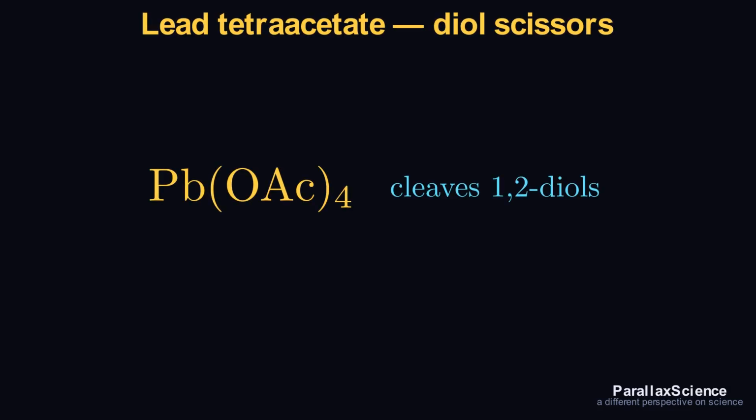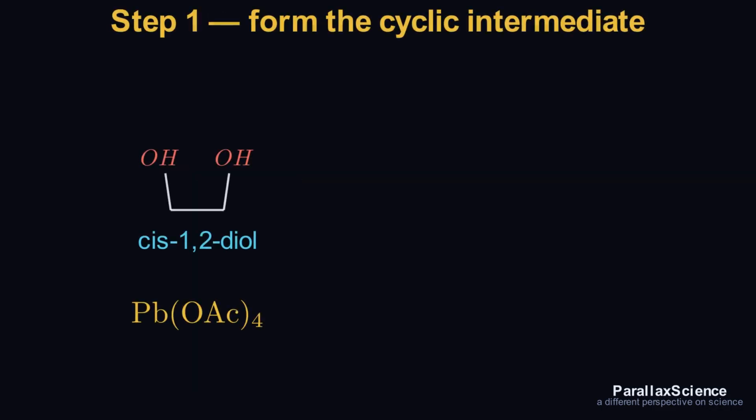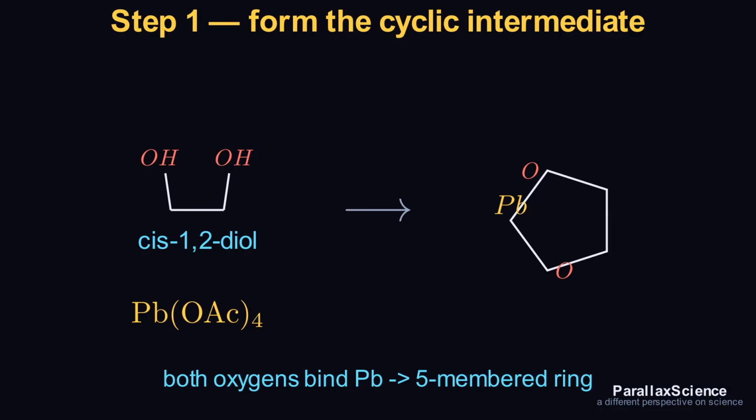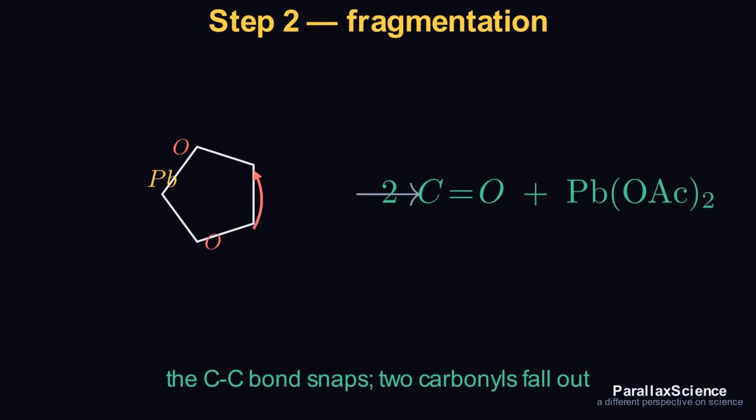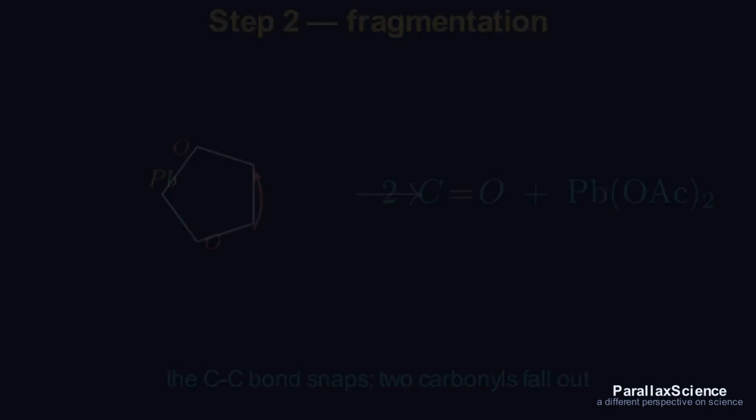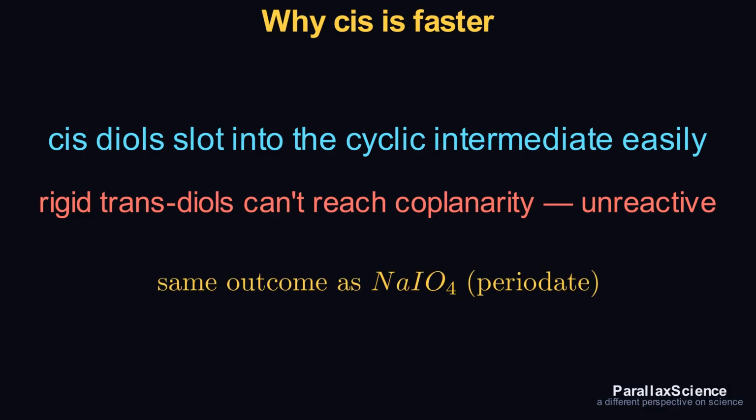Lead tetraacetate. A powerful oxidant with one very specific talent. It cleaves 1,2-diols. Give it a cis-diol, 2 hydroxyl groups on neighboring carbons. Both oxygens bind to the lead, forming a 5-membered cyclic intermediate. That ring then fragments. The carbon-carbon bond between the 2 oxygens snaps, and out fall 2 carbonyl compounds, alongside lead 2 acetate. Cis-diols react fastest, because they slot into that cyclic intermediate easily. The reagent cleaves diols just like periodate, a molecular pair of scissors.